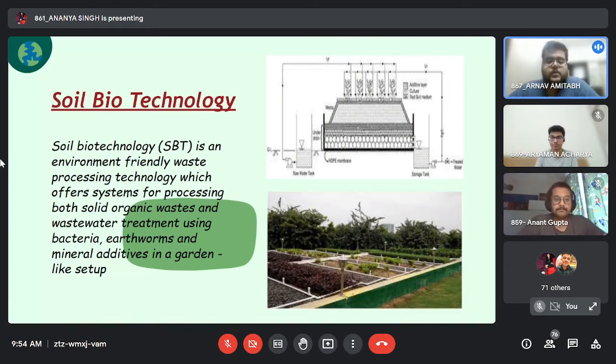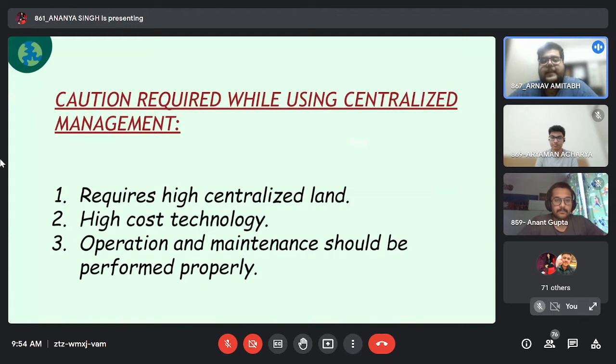There are certain cautions that should be taken before using any centralized management techniques. They are as following. It requires high centralized land. It is a very high cost technology. Operation and maintenance should be performed properly, and regular inspection is very much needed. Now I would like Anshul to conclude our presentation.